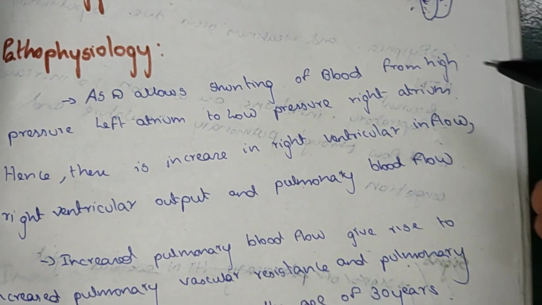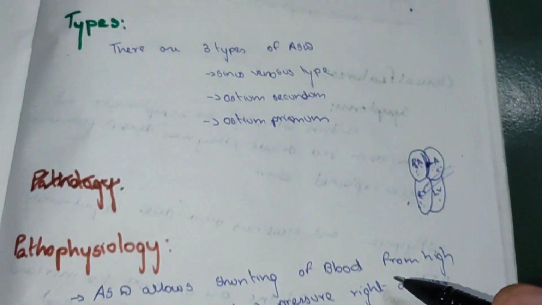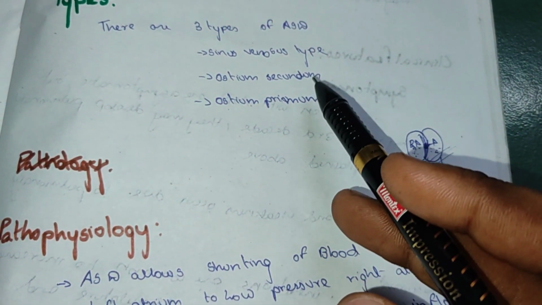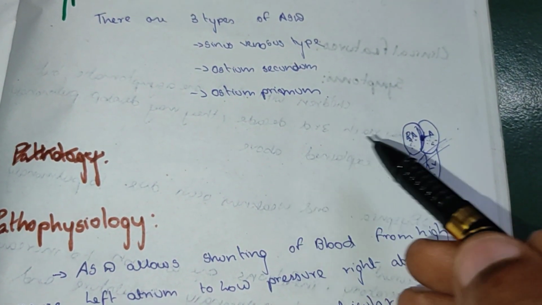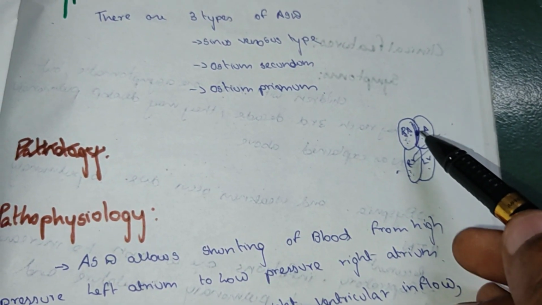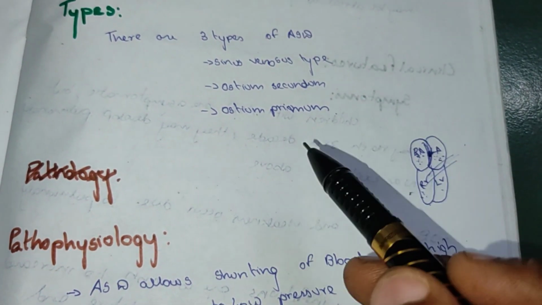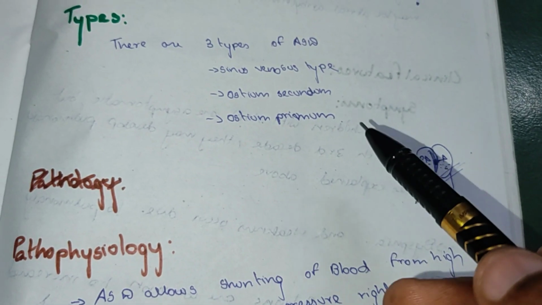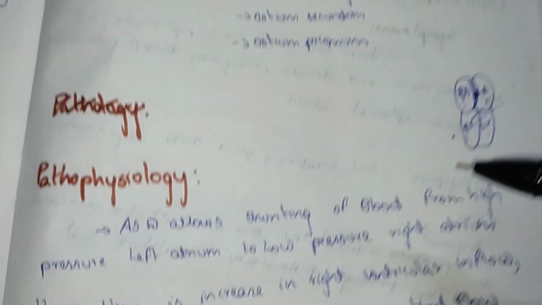Now we will see about the pathophysiology. The types are based on three things: sinus venosus type, which is the above one, ostium secundum, and ostium primum. These are the three parts which are located here. Due to improper closure of any one of them, it is known as that type of atrial septal defect.